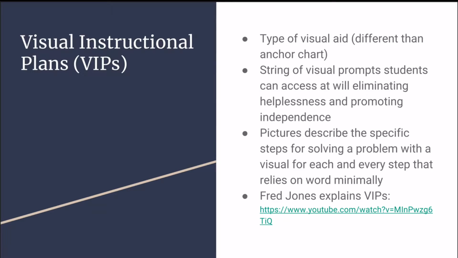So this VIP that we talked about in the be positive, be brief, be gone example stands for visual instructional plans. This is a type of visual aid. It's different from an anchor chart, and it's a string of visual prompts students can access at will, eliminating helplessness and promoting independent students. These are pictures that describe the specific steps for solving a problem, with a visual for each and every step that relies on words minimally. If you have time, you can watch this video on Frederick Jones where he's explaining what a VIP is and how to implement it in a classroom.